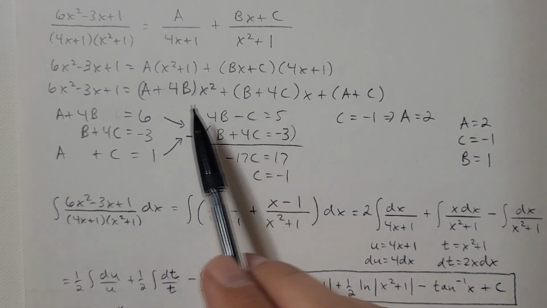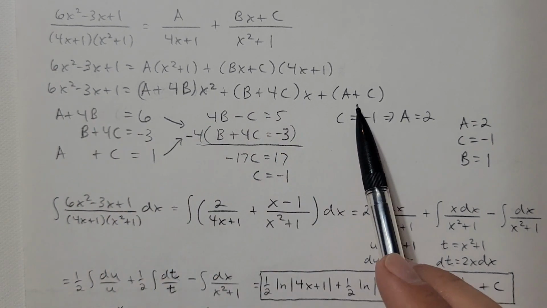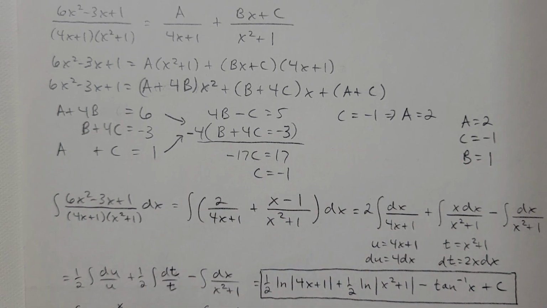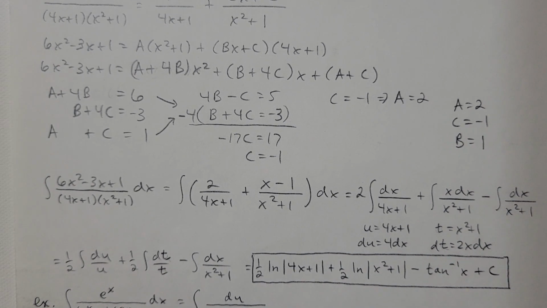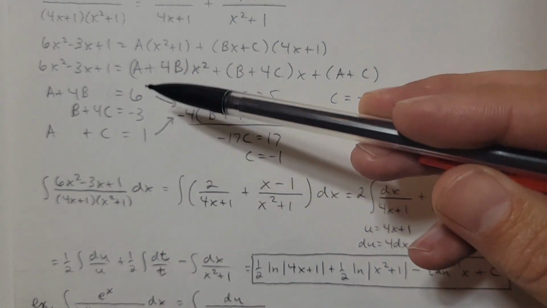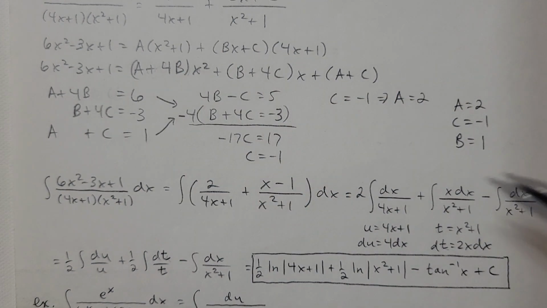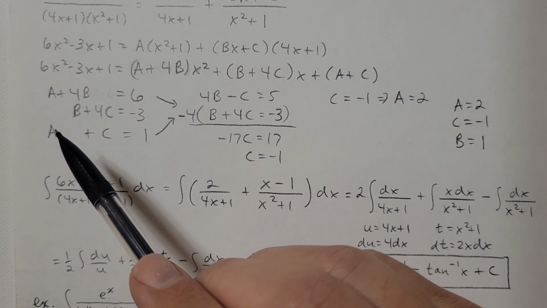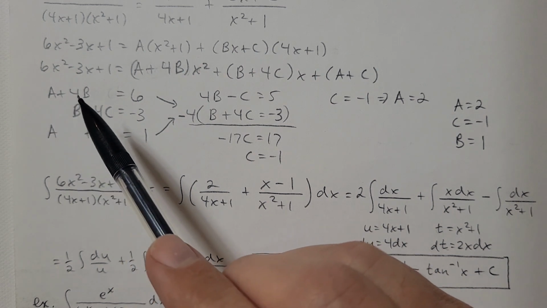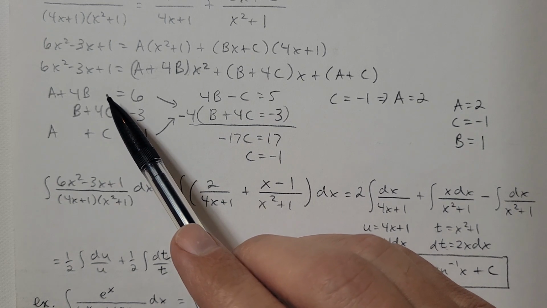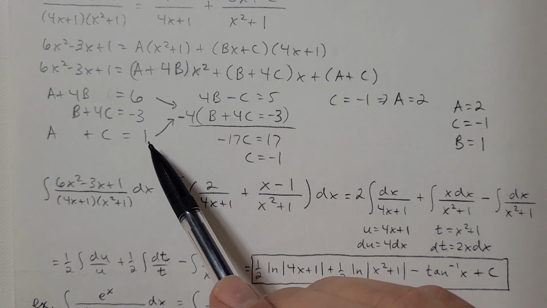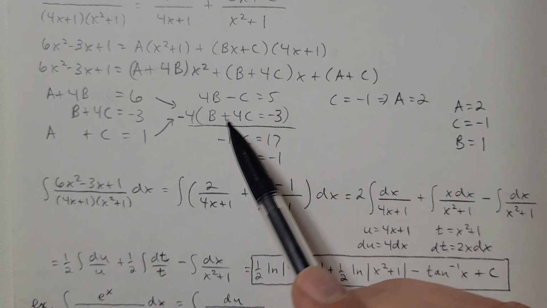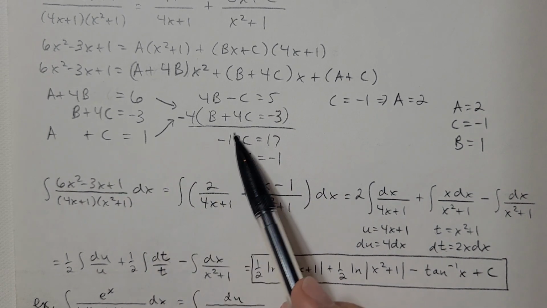B plus 4c has to go with -3. A plus c has to go with 1. Okay, and then now we got to solve this system. So let's see. Let me use the first and the third equations, and if we subtract those, then the a's are gone, right? A minus a is 0. You got 4b minus c equals 6 minus 1, which is 5. Okay, and then we'll leave the middle equation just as is.